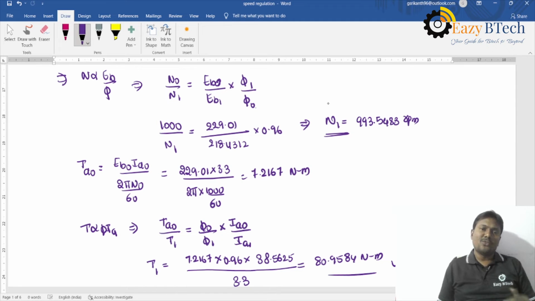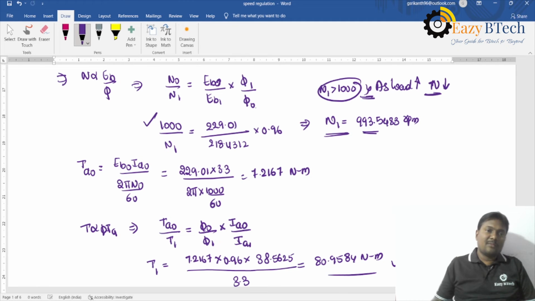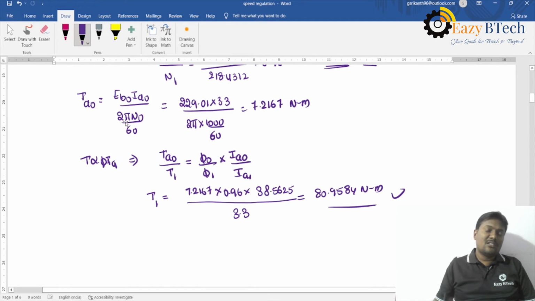Most of the students commit a mistake here when substituting the values in the formula. If you are getting N1 greater than 1000 rpm, your answer is wrong. Why? Because as the mechanical load increases, the speed definitely decreases. Check that the no load speed is 1000 rpm and the full load speed is less than 1000 rpm. And then find the no load torque: EB0 IA0 by 2 pi N0 by 60.